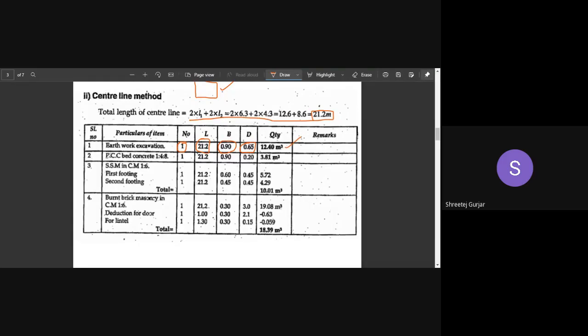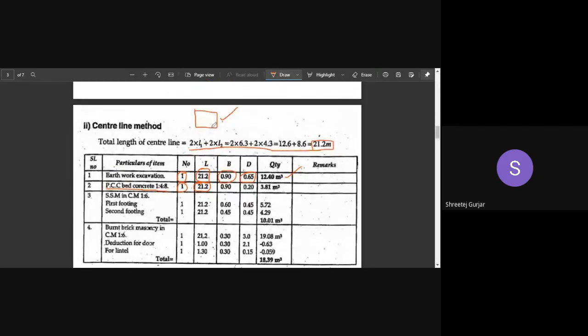Okay. So coming to PCC bed concrete, 1 in number. Length will be 21.2. That is the whole thing running across the whole room. Then width is the same. Width of the PCC bed is the same. But our depth is how much? Depth of your PCC bed is 0.2. You can see in the figure, it is 0.2. So multiplying all these four numbers, we get the quantity as 3.81 meter cube.